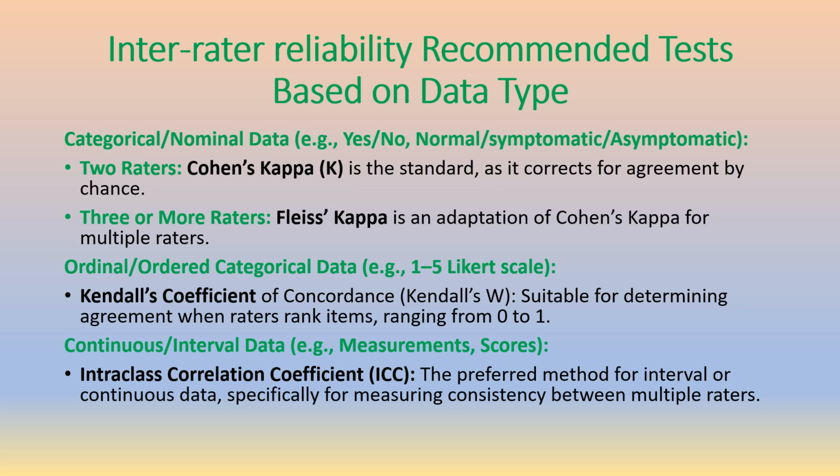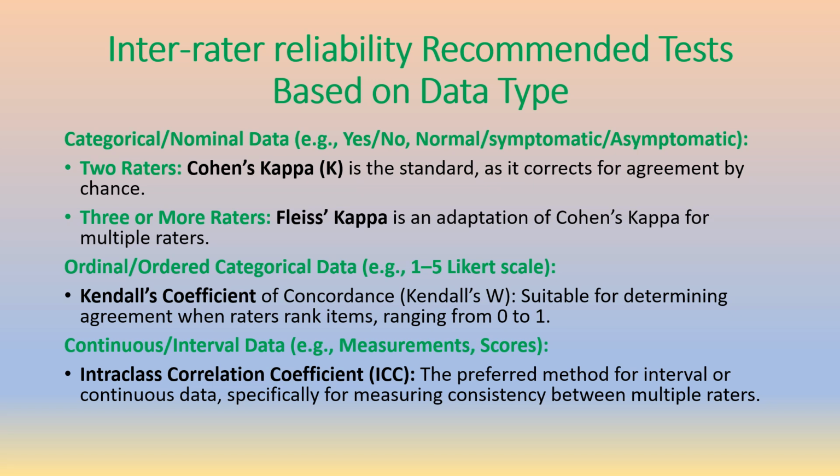Inter-rater reliability: recommended test based on the type of data. Categorical or nominal data, such as yes, no, normal, symptomatic, asymptomatic, with two raters: Cohen's kappa is the standard as it corrects for agreement by chance. Three or more raters: Fleiss' kappa is an adaptation of Cohen's kappa for multiple raters.